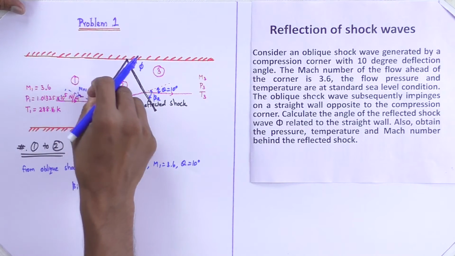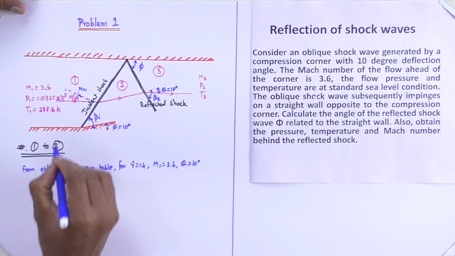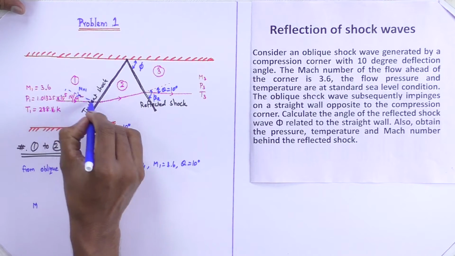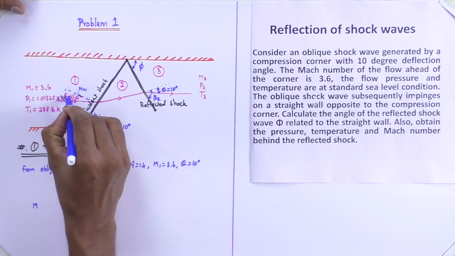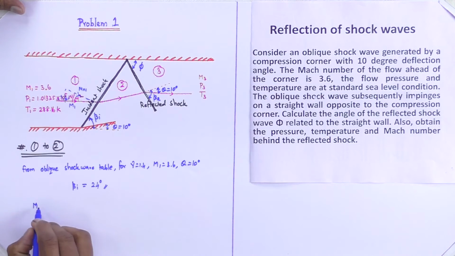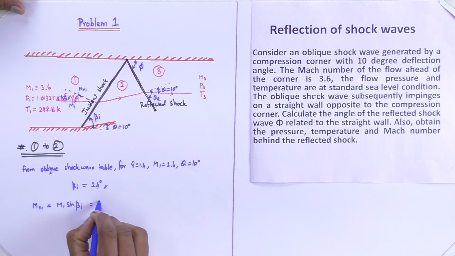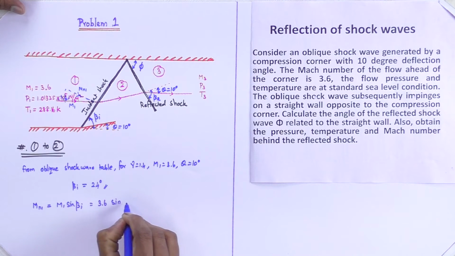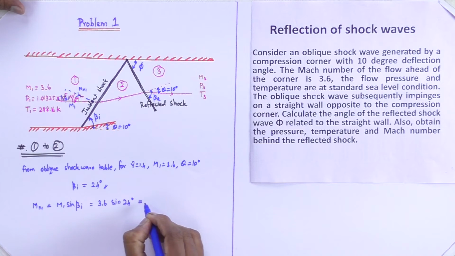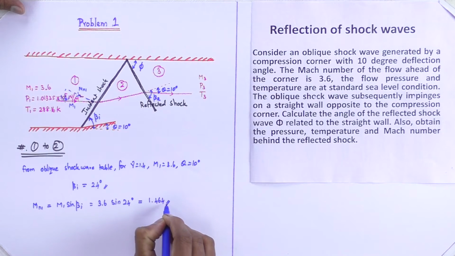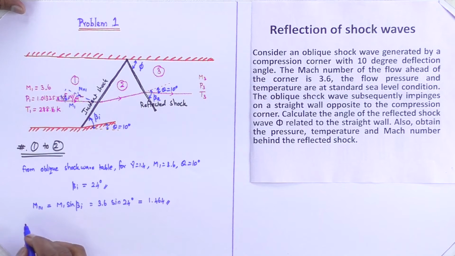Then we need to calculate the normal component. From the trigonometry, since these two lines are parallel, this will be beta I, and this one is M1. So Mn1 will be equal to M1 sine beta I, where M1 is 3.6, sine of 24 degrees. This will give us Mn1 as 1.464.